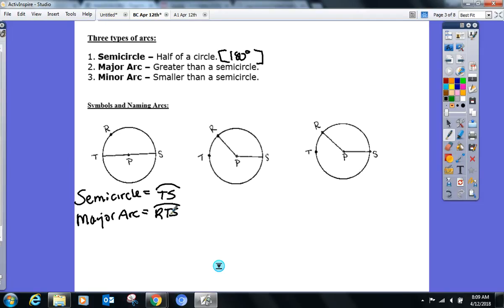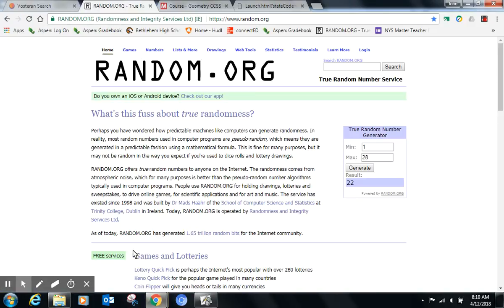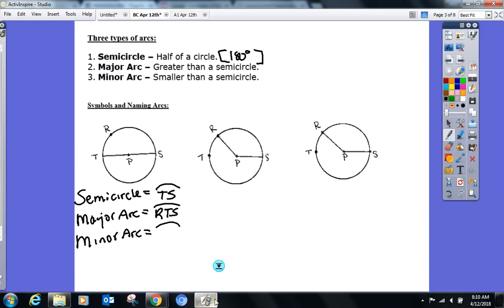And then what if it's smaller than a semicircle? We call it a minor arc. You got a major arc and a minor arc. Something that's smaller than 180 degrees. So in that first diagram, what do you got for me here? 26? RT. Could you have picked a different one? What's another minor arc up here? RS, SR, however you wanted to define that one.